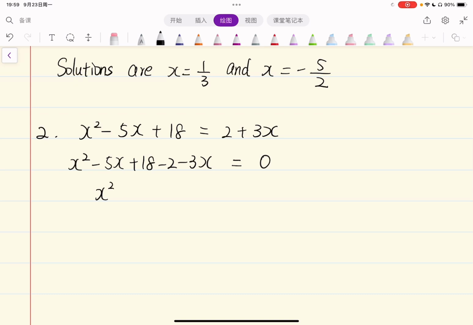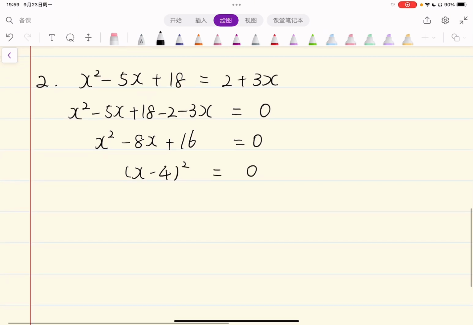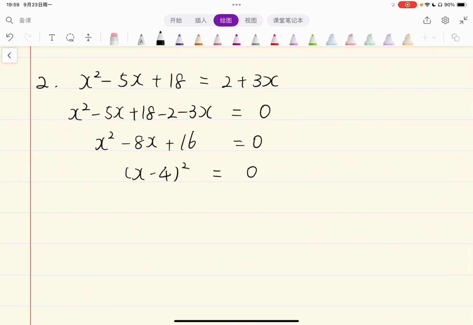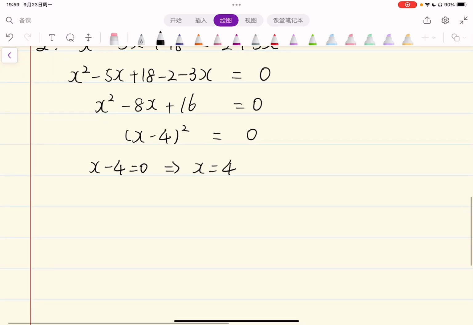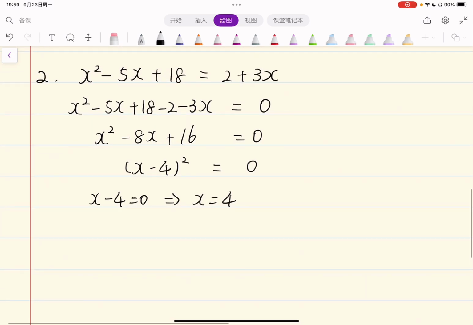We have x squared minus 8x plus 16 equal to 0, and we factorize the left-hand side. We have x minus 4 squared equal to 0, and set the factor to be 0, that is x minus 4 equal to 0, and we have x equal to 4. So the solution is x equal to 4.